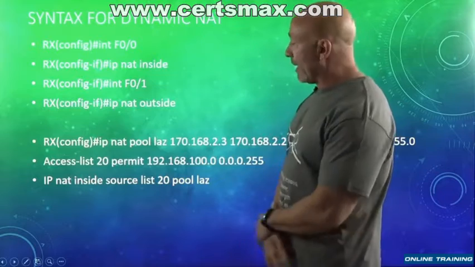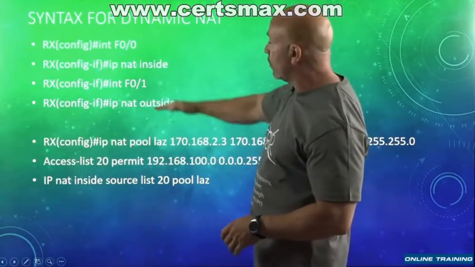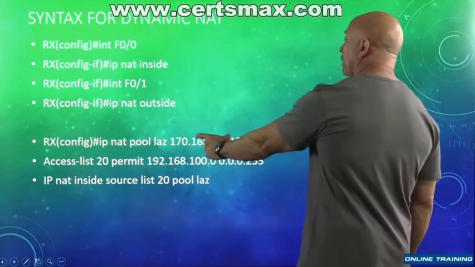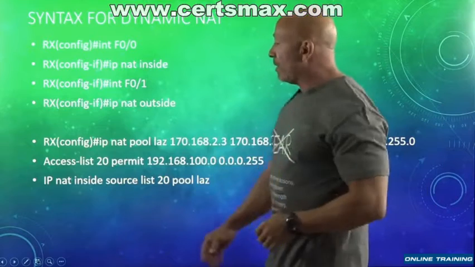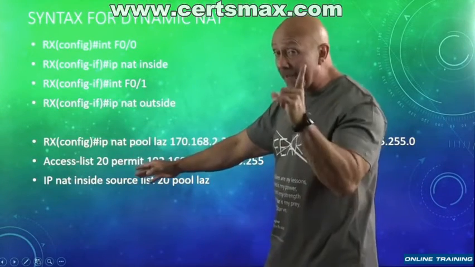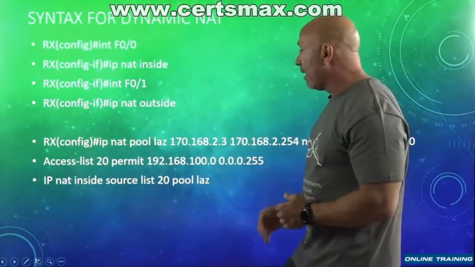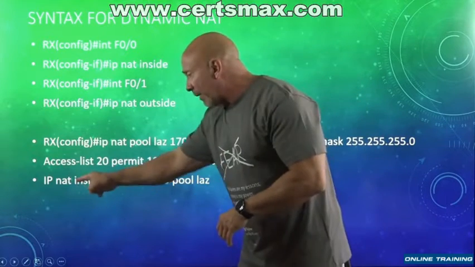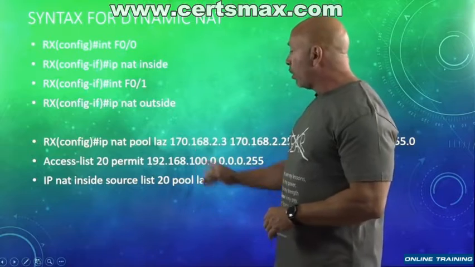Then we've got dynamic NAT. Less tedious, same thing. We do the same thing for the interfaces: one's inside, one's outside. But now we create a pool, ip nat pool LAS, and we have a public range of IP addresses with the mask that it's using. And then we create a standard access list to permit that particular network that you want to allow to use the NAT. And then this third line right here is what puts these two lines together: ip nat inside source list 20, meaning the access list, pool LAS.